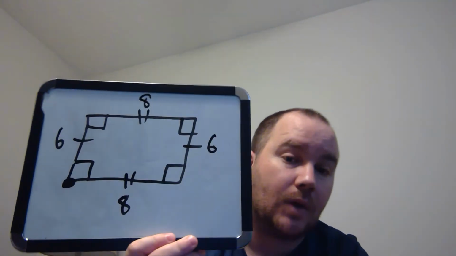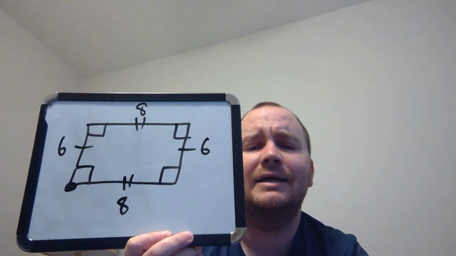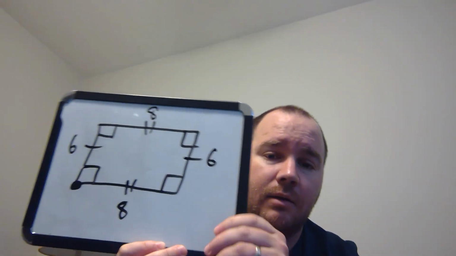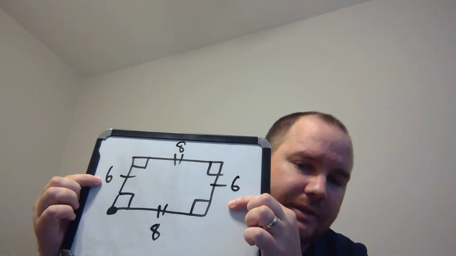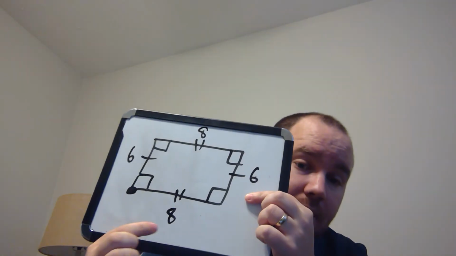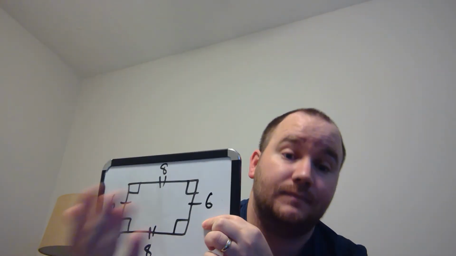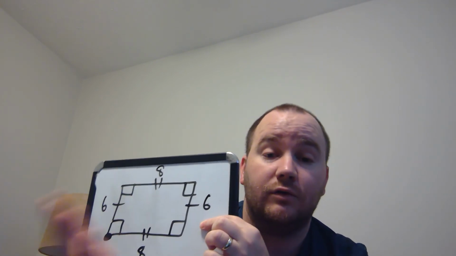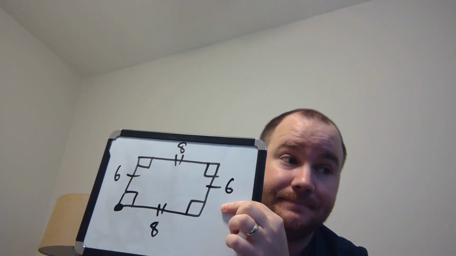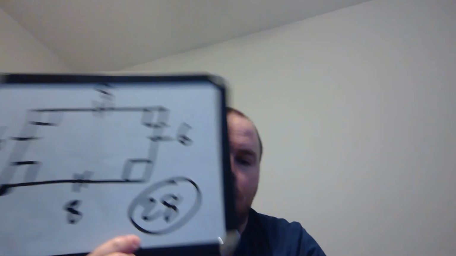Okay. So 6 and 8. Boom. Now can we solve this? Heck yeah, we can. Okay. So what's 6 plus 6? 12. 8 plus 8 is 16. So 12 plus 16 is 28. So boom, 28.